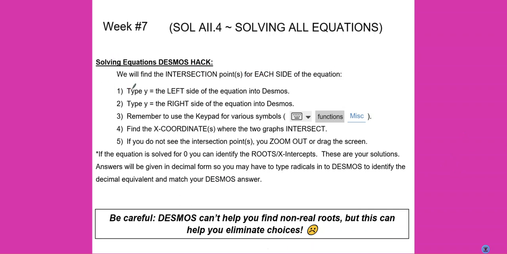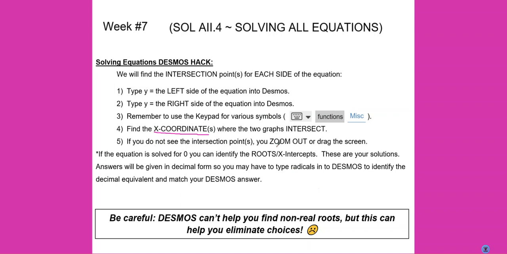You're going to type y equals and then the left hand side of the equation into Desmos. Then you're going to make another line, y equals, and then the right hand side of the equation. Remember, the keypad has a lot of different symbols we might need. Click the keypad, functions, and then miscellaneous. And then we're looking for the x coordinate where they intersect.